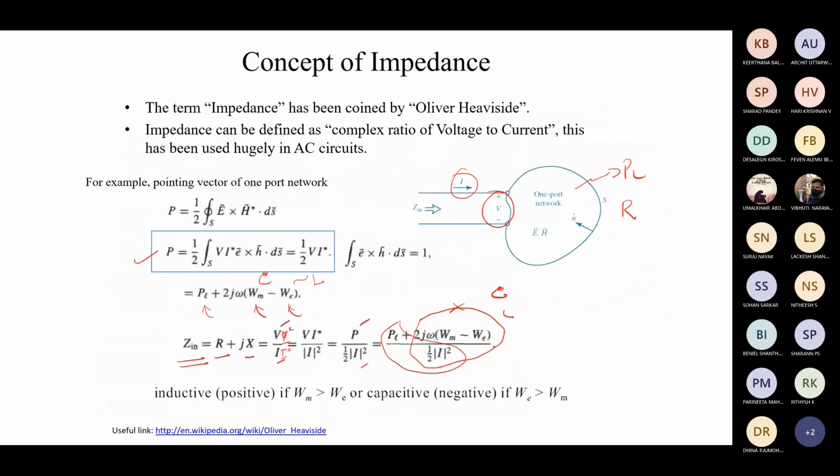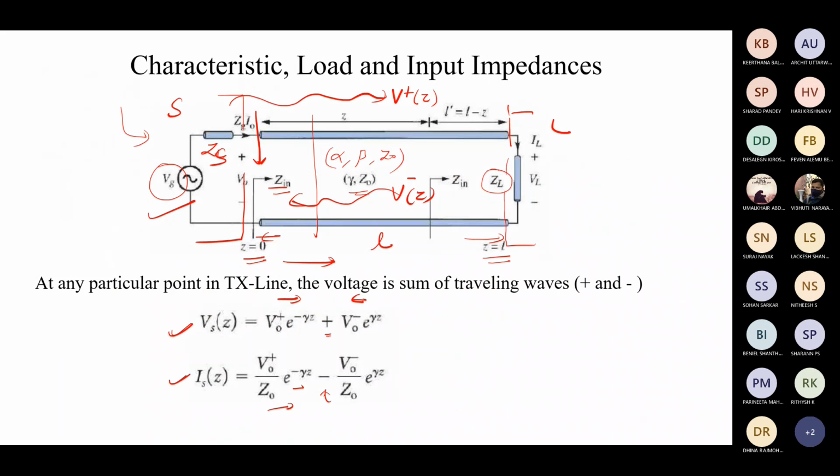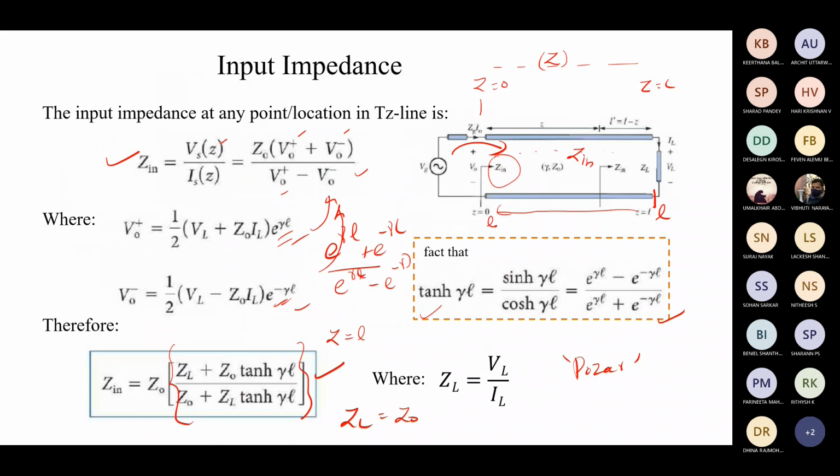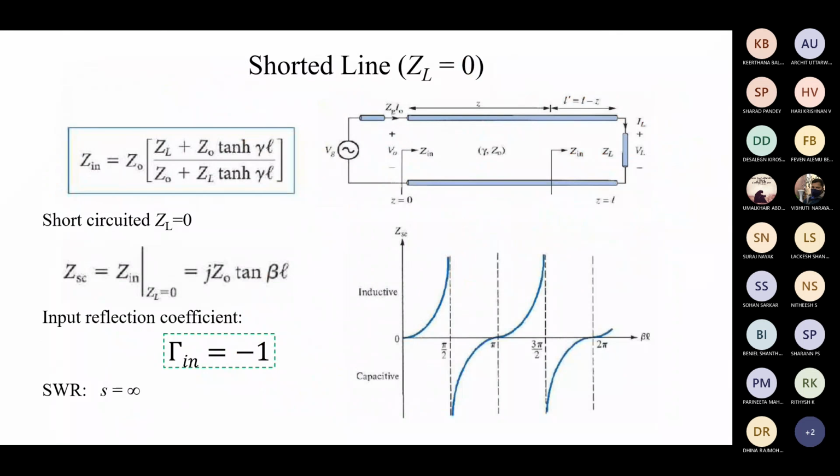So this theory, I believe you got the understanding. I will stop here. In the next class we will discuss terminating with a short circuit. What is meant by short circuit? We have to connect both the positive and negative wires together, which means load impedance equal to 0.